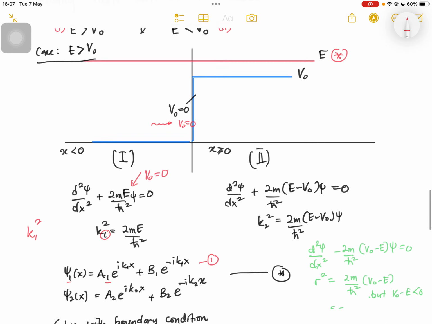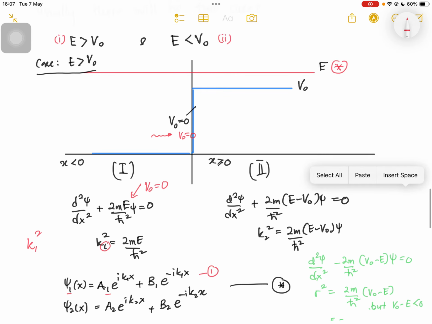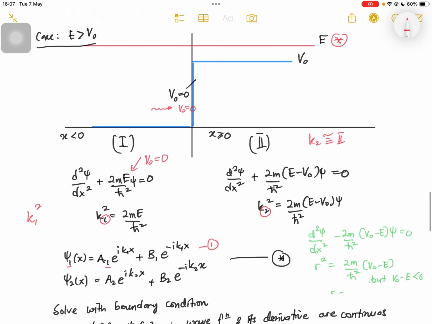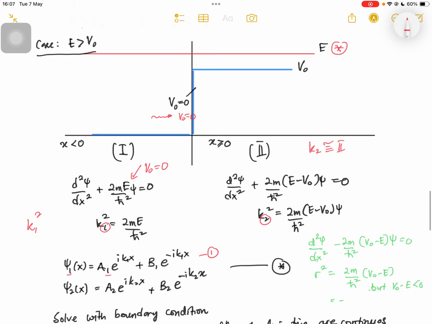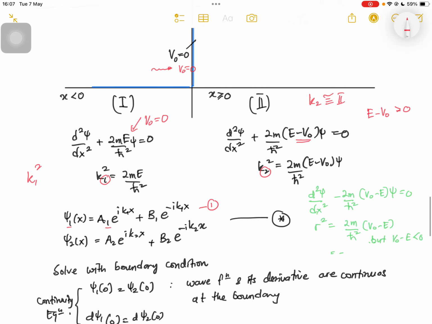Now if you look at the second region, I have K2, with respect to the second region. In this case, I have my V naught. But E minus V naught is always larger than 0. So in this case, you also produce the same as the first region, where you have a complex root. And this is what happens for the second region.